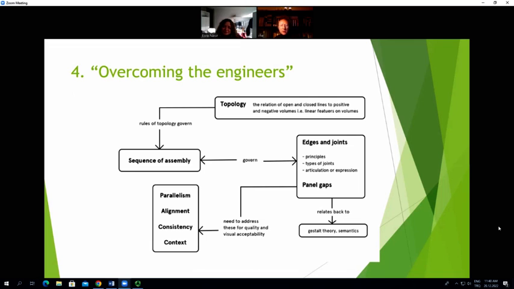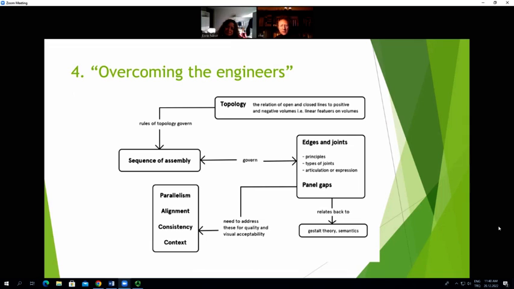Topology, which is the relation of open and closed lines to the positive and negative volumes on the object. So this is the geometry, the mathematics of the form: squares, cylinders, pyramids, spheres, and conical forms, and how these objects interrelate to the gaps, the panel gaps, joint lines, and graphics that might be put on the object. The rules of topology, how positive and negative forms meet one another, will affect the sequence of assembly, and that comes to us from the engineering side.